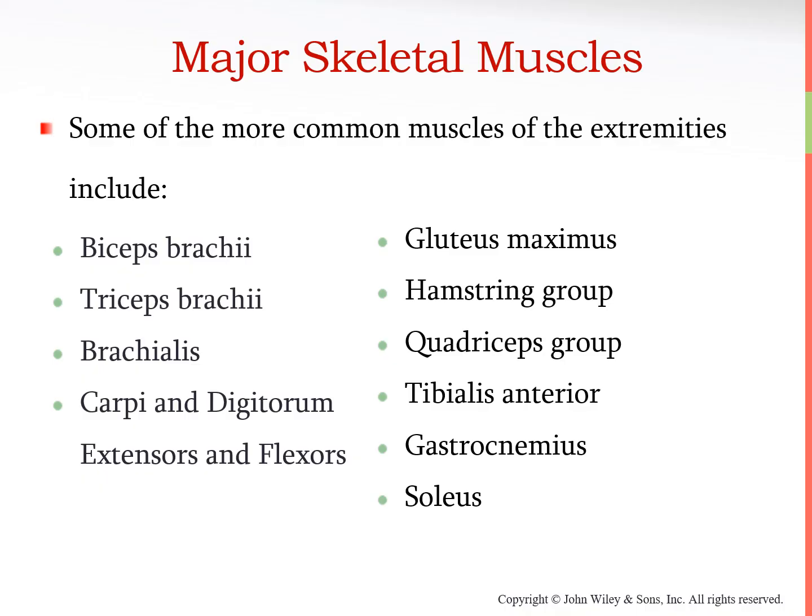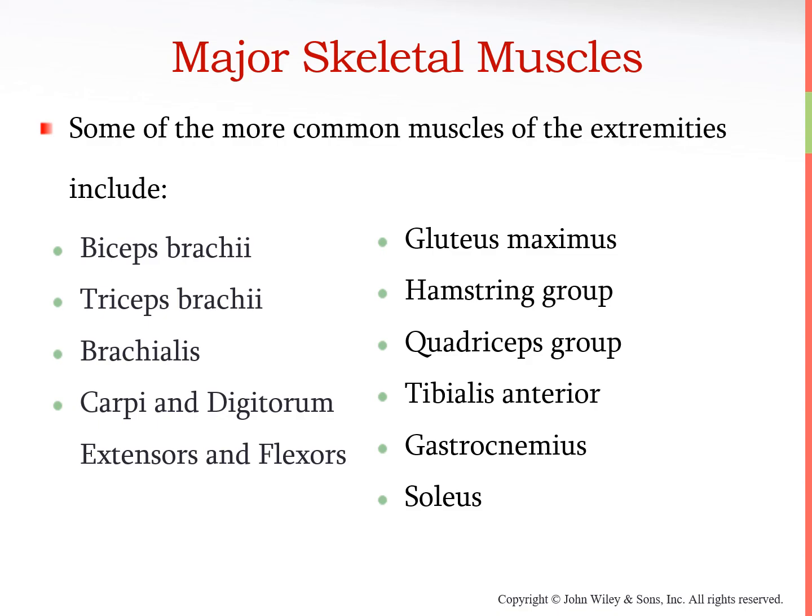Here we have some of the more common muscles of the extremities. We've met the pair, the bicep brachii and the tricep brachii. We also introduced the brachialis, which is the prime mover of elbow flexion. We also have the wrist and hand, or carpi and digitorum, extensors and flexors. And if you look at those two main diagrams of the major muscles of the body, you'll notice that the flexors are on the anterior surface of the lower limb, and the flexors are posterior, which makes sense because, again, muscles work in pairs and oppose each other because they cover opposite sides of the same joints.